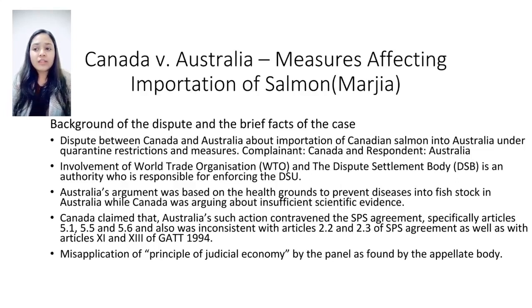And also we found that Articles XI and XIII of GATT, the General Agreement on Tariffs and Trade 1994, were also inconsistent. Canada also argued about misapplication of the principle of judicial economy by not making findings for all the products at issue, which were fresh, adult, wild, or ocean-caught Pacific salmonid product and other types of salmon. In particular, findings in respect of Articles 5.5 and 5.6 for other Canadian salmon by the panel, as found by the Appellate Body.